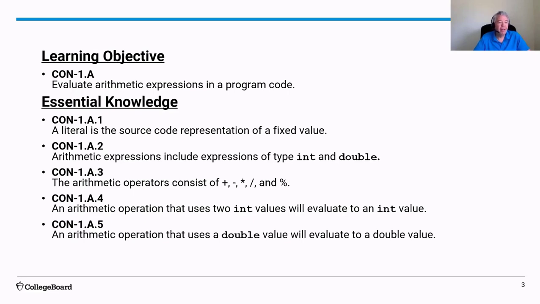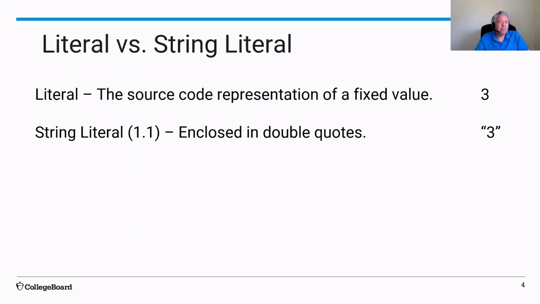Specifically, we're going to look at what a literal is. We're going to look at the 5 arithmetic operators: addition, subtraction, multiplication, division, and maybe a new one, modulus. We're going to talk about the fact that we're going to end up with ints and doubles depending on what it is that we're working with in our calculations. So we'll come back and unpack all of this at the end. I wanted to go ahead and jump right in.